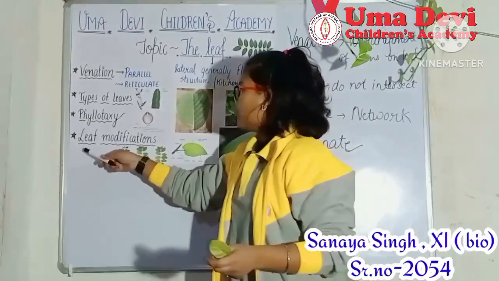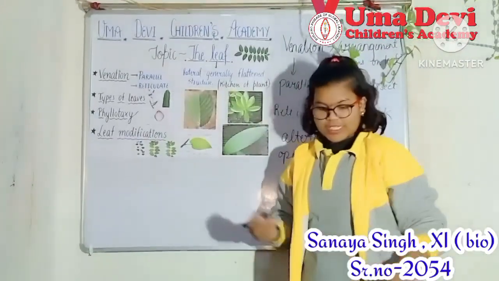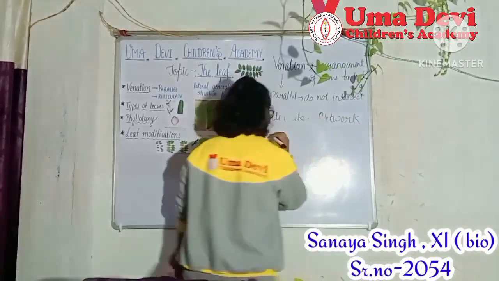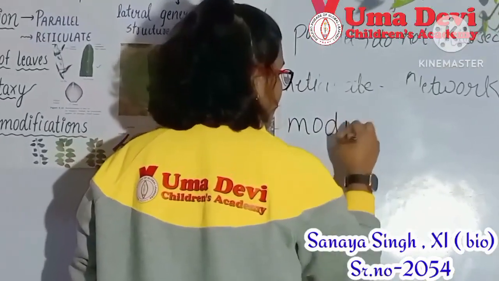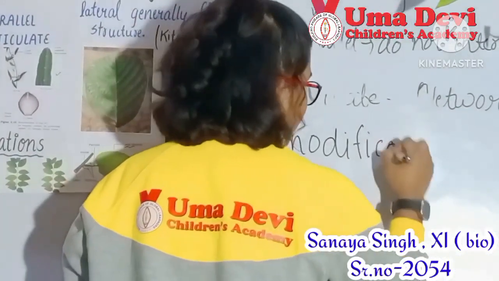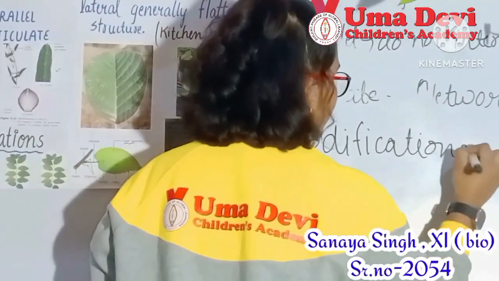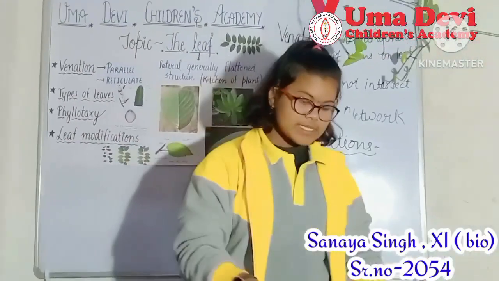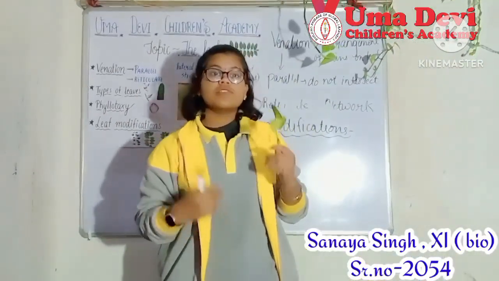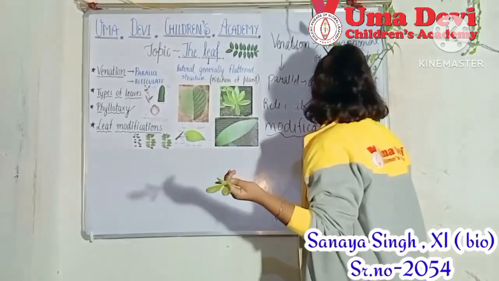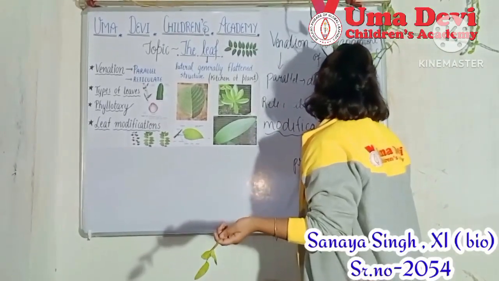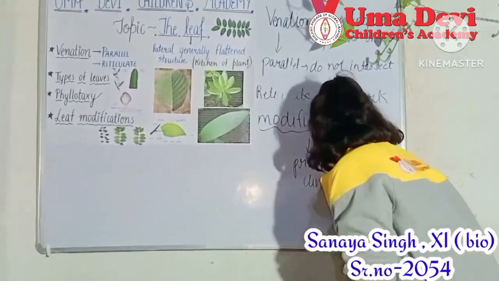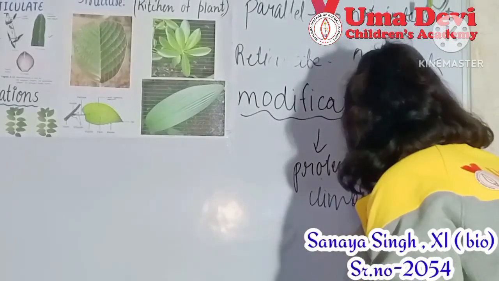Now let us come to the leaf modifications. What is leaf modification? Can you guess what modification means? Yes, modification means change. And why do we change? We change, or anything in this universe changes, because it is not proper or not perfect. Similarly in this case, leaves change for several purposes, let us know very quickly: protection, climbing, and storage purpose.